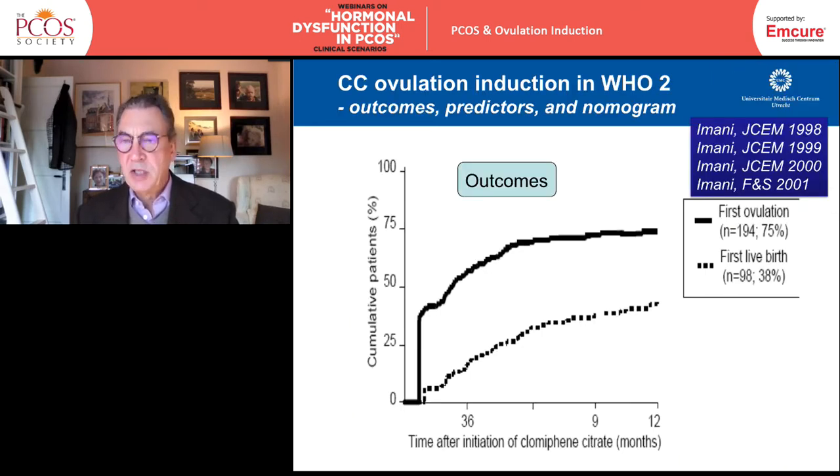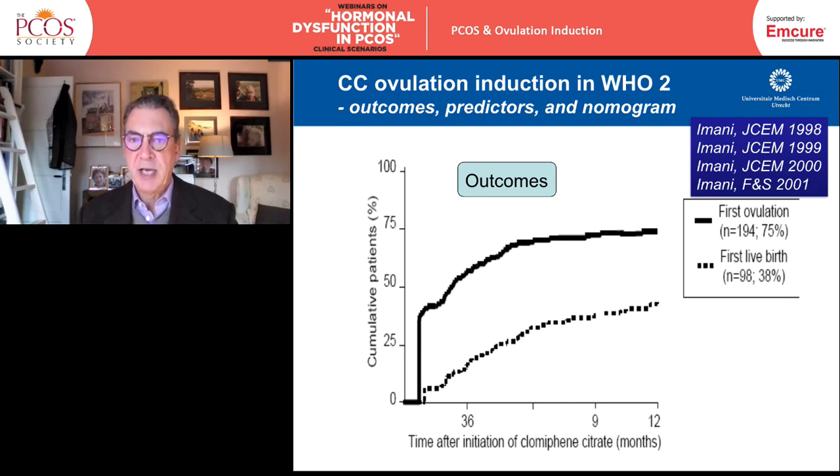This is again prospective cohort follow-up studies, when we looked at our patients, and it's fairly common what you can find in the literature. This is using clomiphene citrate as first line. You see that the cumulative ovulation rate is fairly high, 70 or 75%, but the cumulative live birth rate is significantly lower, 38%.